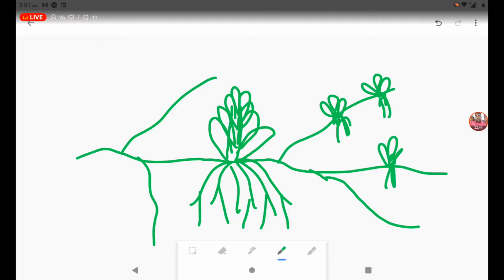Protonema is also multicellular, green and creeping, and consists of a number of buds. That is also possible. And the leafy stage originates only from the protonema. Protonema is formed only from spores. The spores can become protonema. Such a protonema again has a number of buds, and such buds can become the leafy stage.